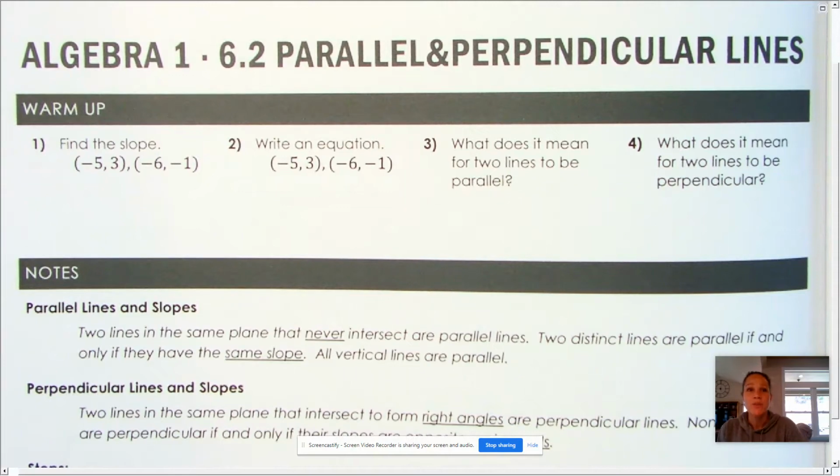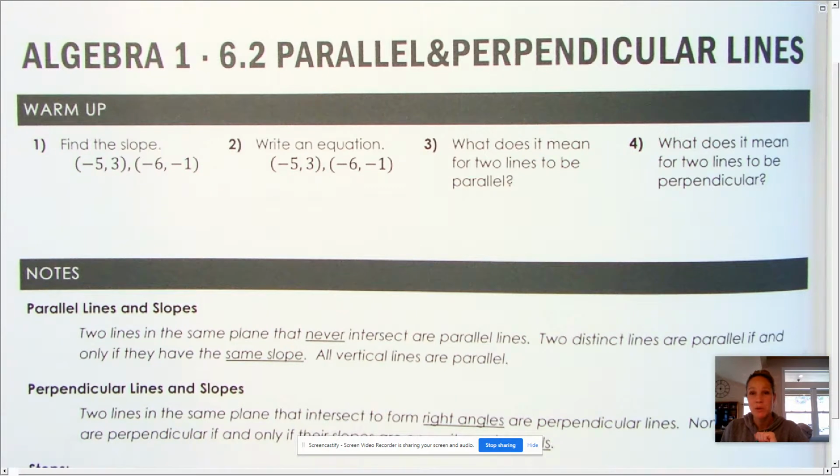Hi, this is Mrs. Bolin with your notes for section 6.2. Today we're going to talk about parallel and perpendicular lines. So first, as a warm-up, we are going to find the slope.